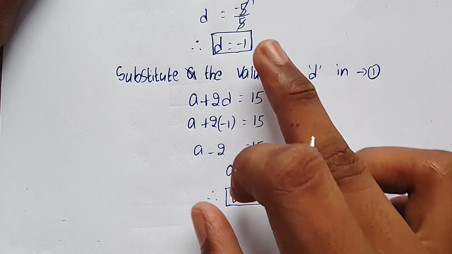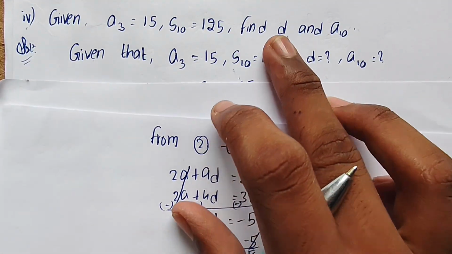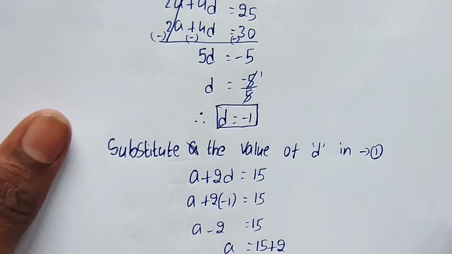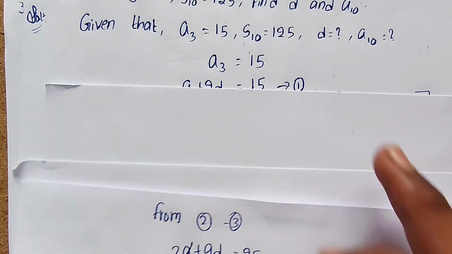Now we know the value of a and d. What did he ask in the question? He asked you to find the value of d and a base 10. We already found the value of d. Now let us find the value of a base 10 that he asked.